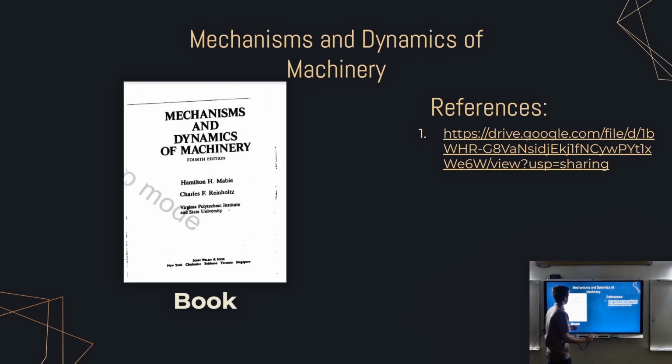This is the Mechanisms and Dynamics of Machinery book, and this is just important to reference. This is a very famous book for mechanical engineers. It's very good to reference. There's a Google Drive link for it right there. We actually have this plastered all over our robotics room just for inspiration.